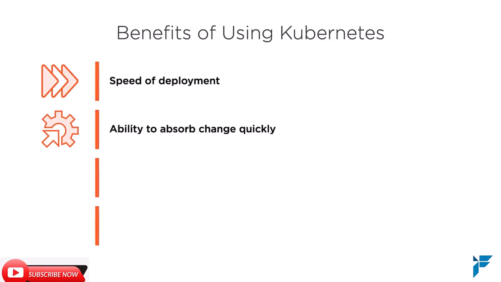The speed of deployment really allows you to iterate quickly and get new versions of code out, enabling new key capabilities for your organization's applications. Next up is Kubernetes' ability to recover very quickly.